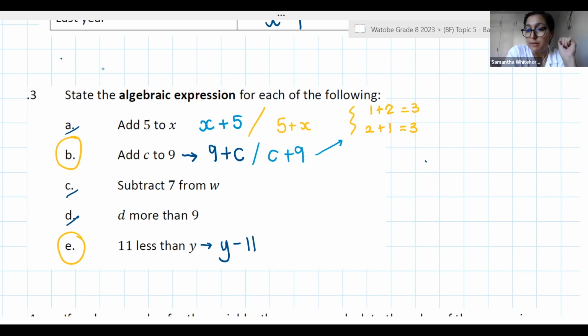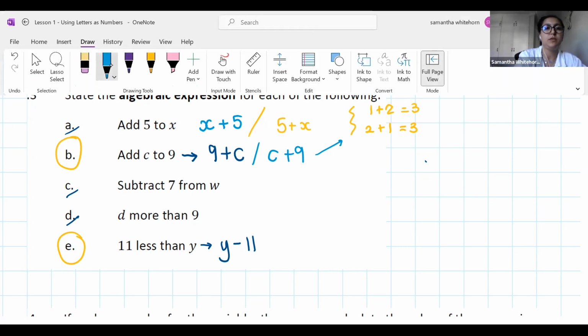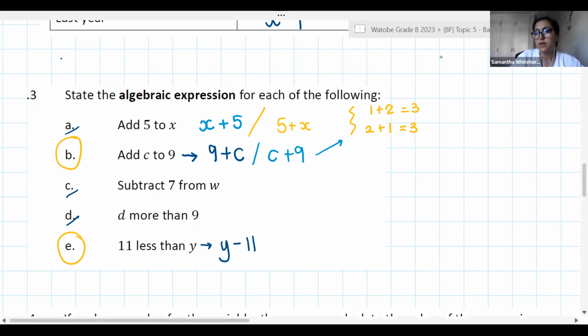C, though, it is very important that we get the order correct. So would anyone else like to raise their hand to give me C? Olufunke? You there? W minus 7. Excellent, well done.